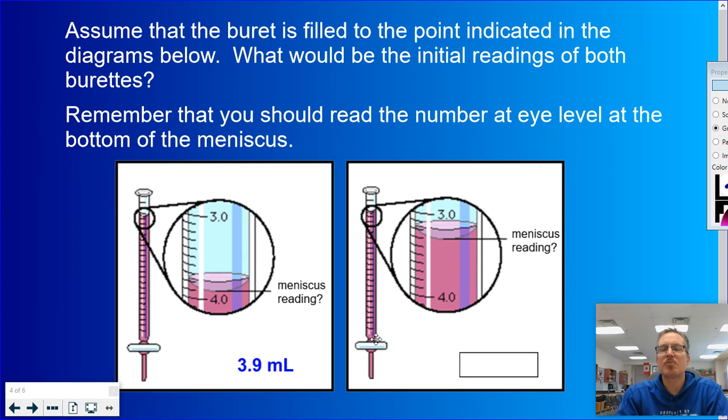Why don't you pause the video for a second and see if you can determine the second example. So 3.0, 4.0, again, it's going to be between 3 and 4. So 3.1, 3.2, this one looks like it would be exactly 3.3 milliliters.